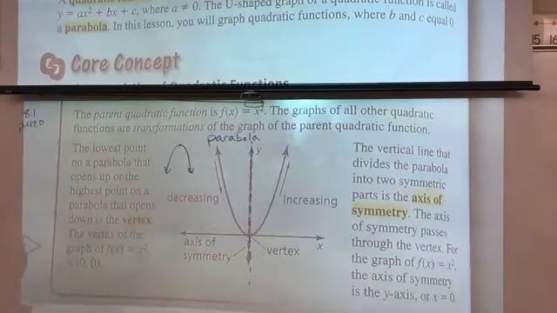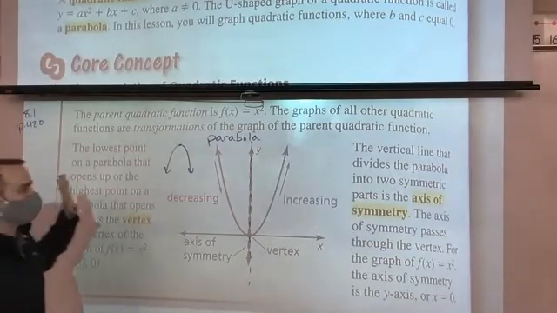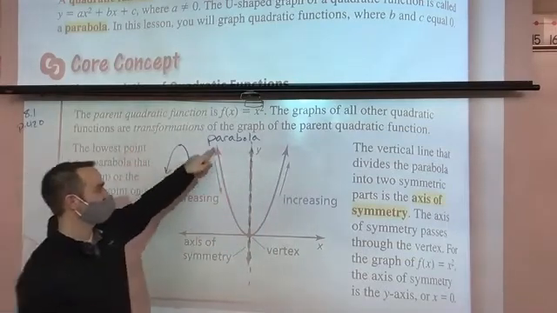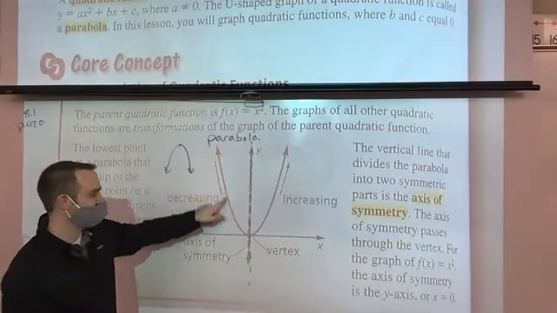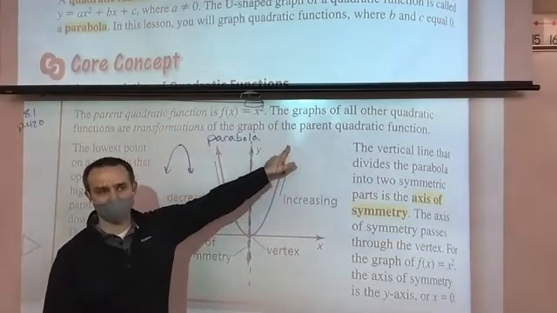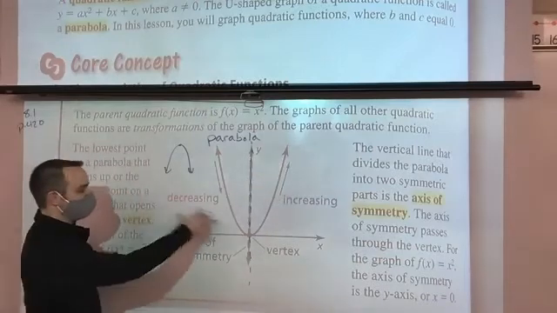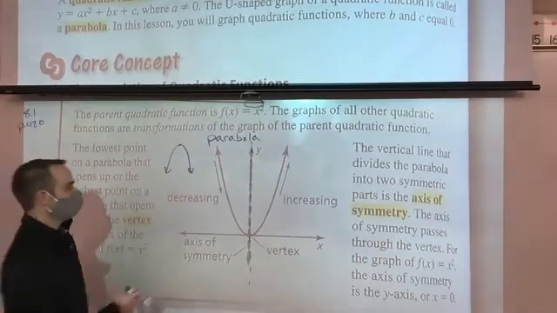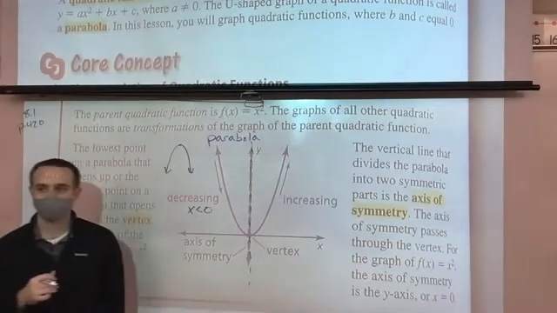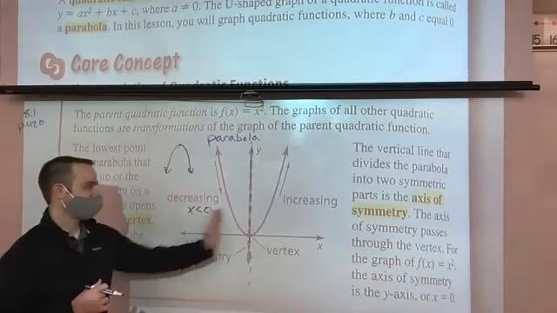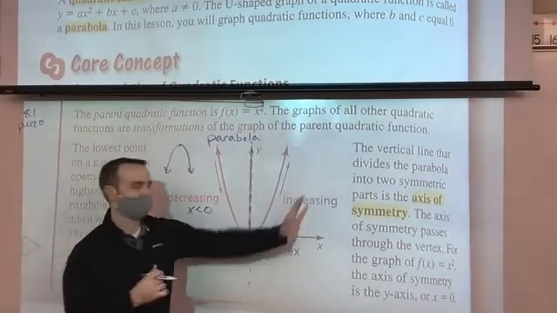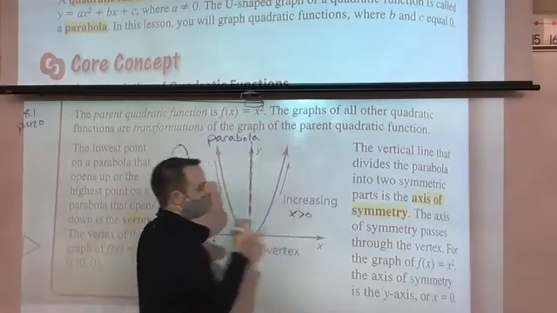All right, so what we need to do is we need to think about reading it from left to right. Okay, reading it from left to right. If we go from left to right, we are coming down, so we are decreasing, and then we are going up, so it's increasing. So we would say in this situation that it is decreasing when x is less than 0, right? Because that's the negative side. It's decreasing when x is less than 0. And it would be increasing when x is greater than 0.